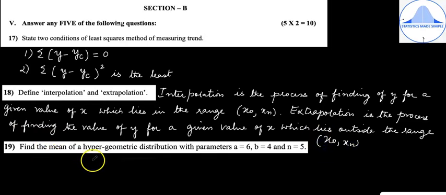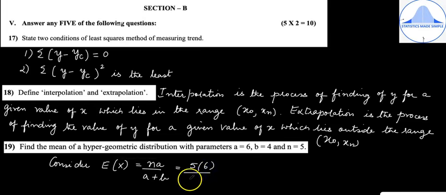19th question. Find the mean of a hypergeometric distribution with parameters a equal to 6, b equal to 4 and n equal to 5. So we know the formula of the mean of the hypergeometric distribution. It is E of x is equal to NA divided by A plus B. So the formula will carry 1 mark and the final answer will carry 1 mark. So it is 5 into 6 divided by 6 plus 4. So it is 30 divided by 10, or the answer is 3.